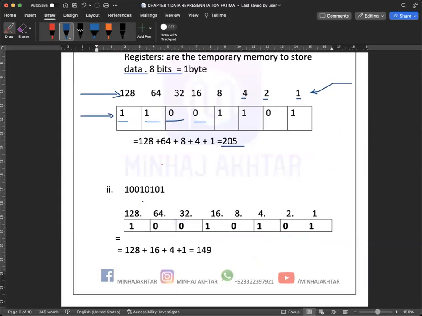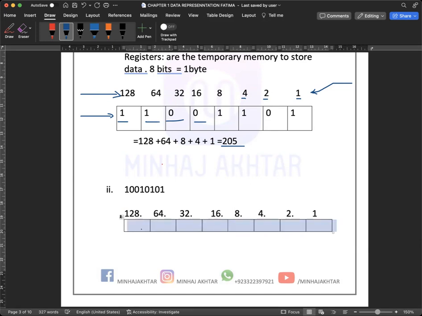Okay, what is our next question? Can you tell me? 10010101 into denary. So what do we have to do first? Tell me the steps. First, we need to draw the register. Then we need to put the values over it. And then we write down the numbers in it, right? So 1, 0, 0, 1, 0, 1, 0, 1. Now tell me the answer.